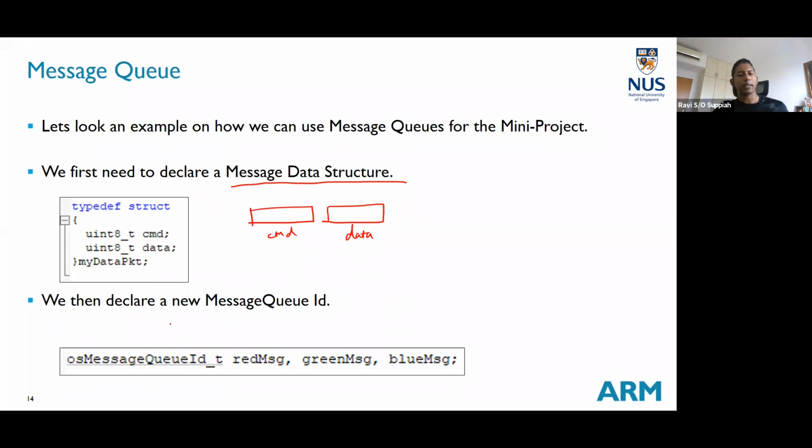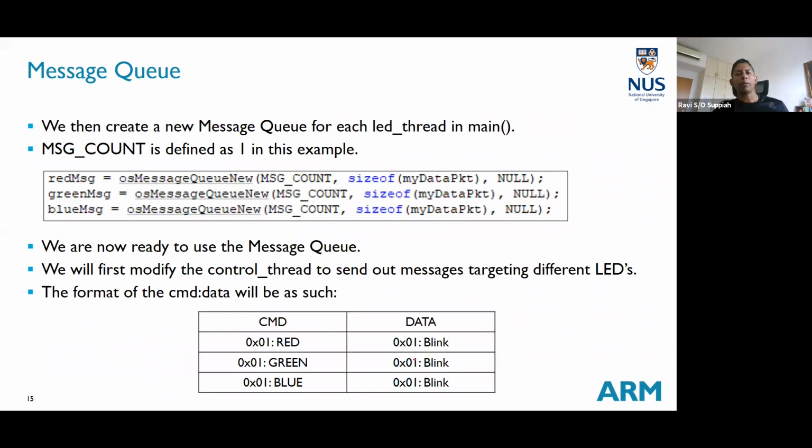Once I declare what type of data structure I want for my message, I will then create a message queue ID. In this case, I'm having three message queues for the three different tasks: one each for red, green, and blue. I'm going to create three different message queues, and each of them has a message count of one. That means at any point in time there's only one message that's going to go in, followed by the size of my data packet and null.